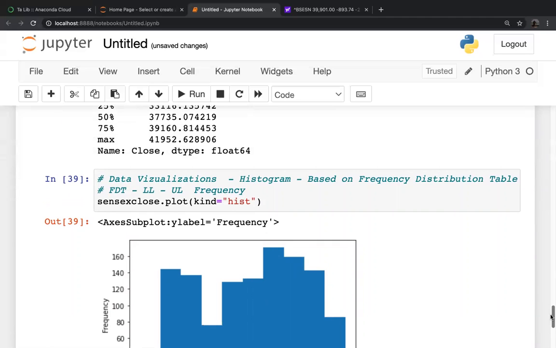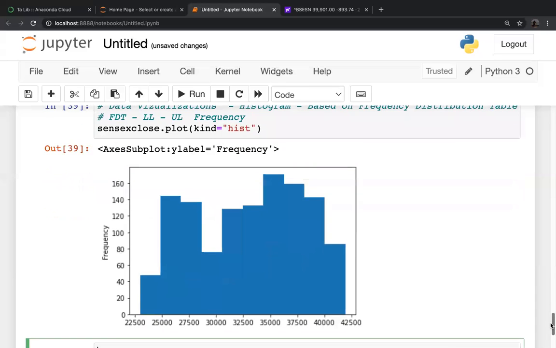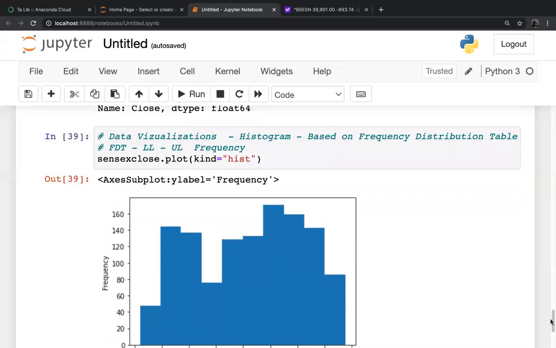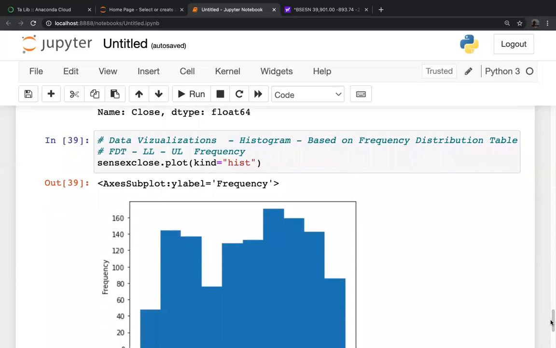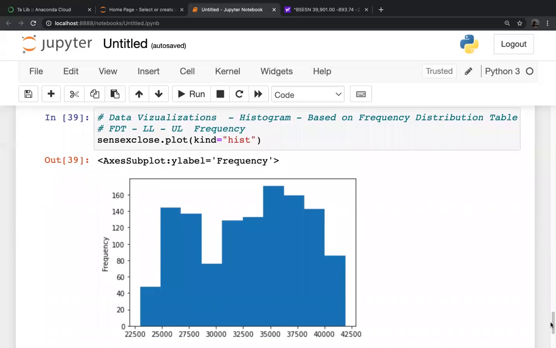You can see the histogram, how many days it was less than 30,000, greater than 30,000. You can see all those data points. Histogram is a very interesting plot. It is a frequency distribution table. See, 22,500 to 25,000, 2,500 is the class interval, and it is counting the number of observations falling in the class interval. This is your frequency distribution table. All of you got the frequency distribution table?